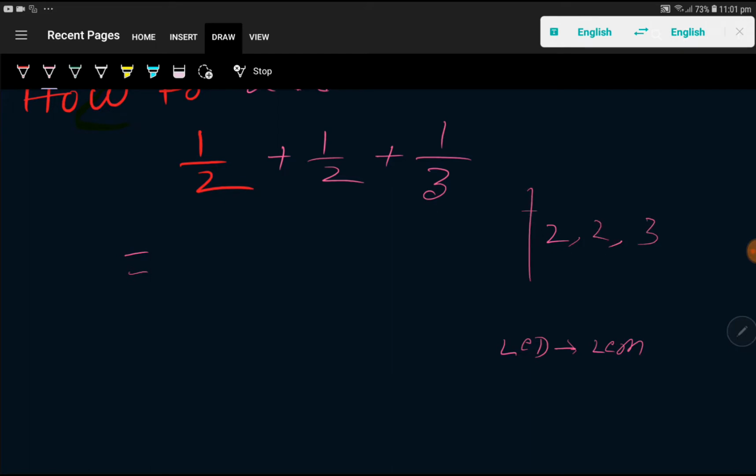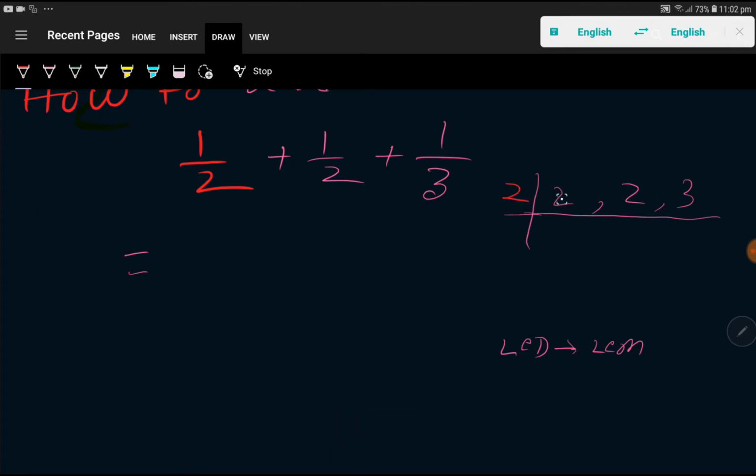So I have to write like this, right? So if I write like this: 2, 2, 3, right? So I have to take here a small number that will exactly divide at least 2 numbers from here. So I will take 2.